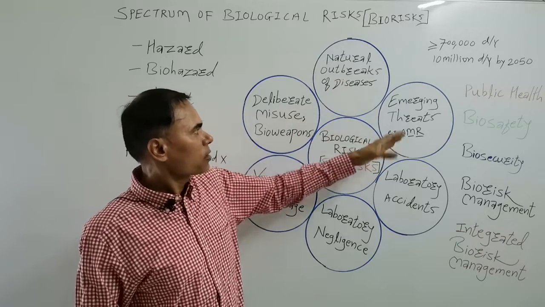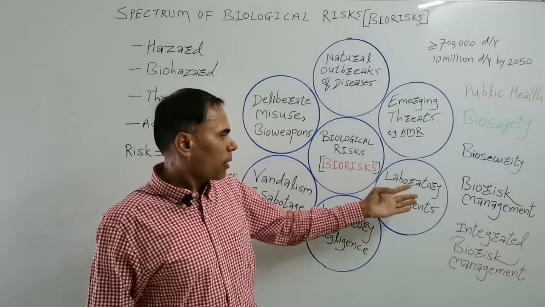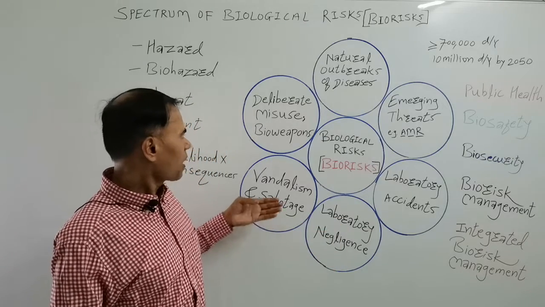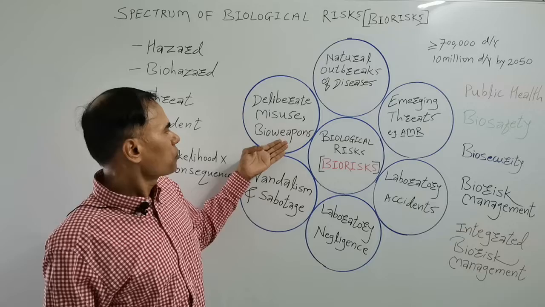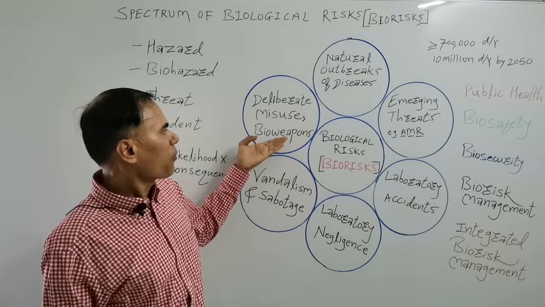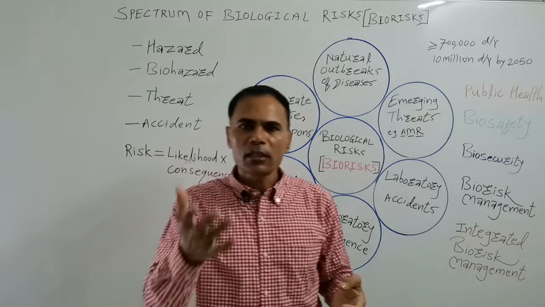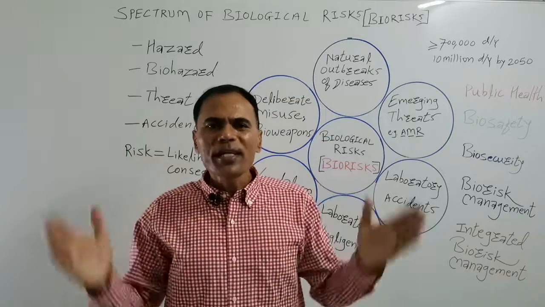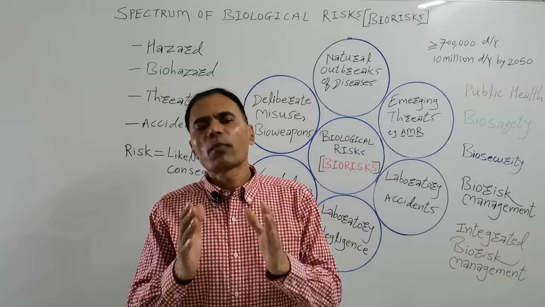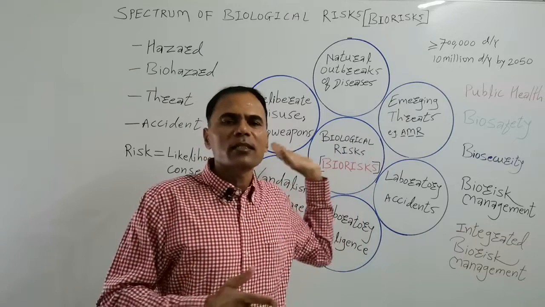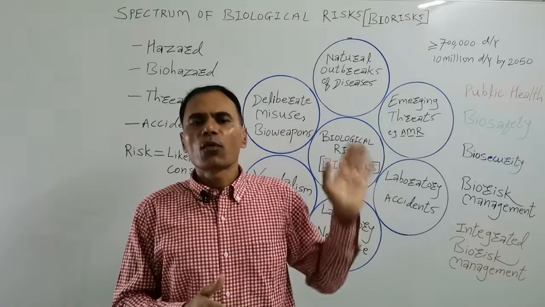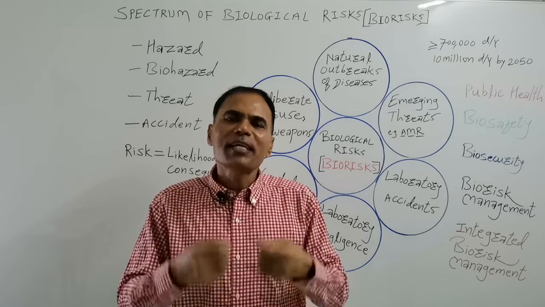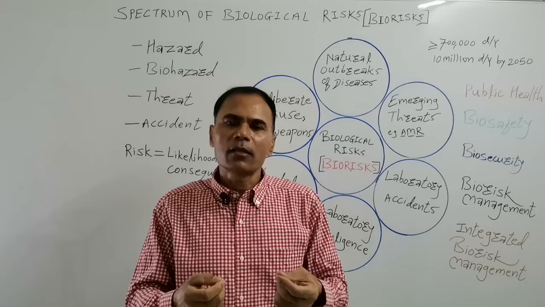Okay, to summarize, the full spectrum of the biological risk includes the natural outbreaks, emerging threats, laboratory accidents, laboratory negligence, vandalism and sabotage, deliberate misuse, including bioweapons, and just now I have mentioned cyber biosecurity. To mitigate the risks posed by this full spectrum of the biological risks, we need to have an efficient and effective integrated biorisk management.